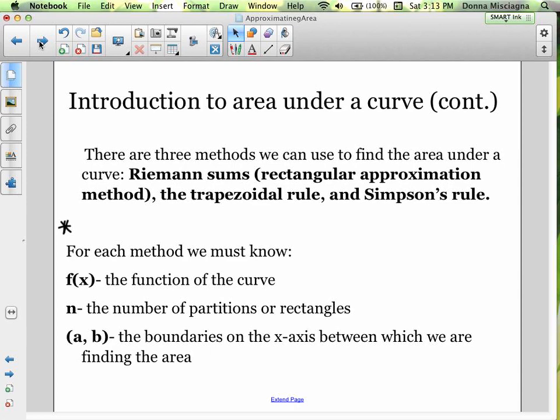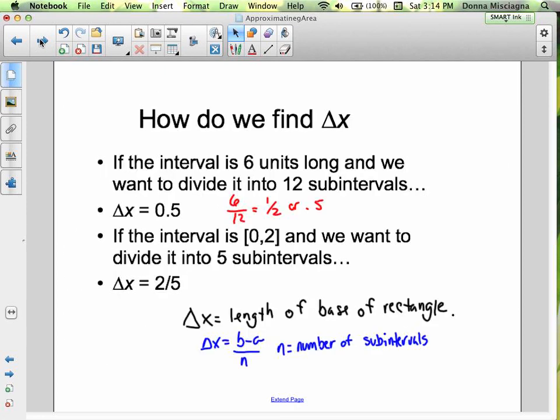For each of the methods, we need to know the function of the curve. We need to know what function we're talking about. We need to know the number of partitions or rectangles. It'll make a difference. And we need to know the boundaries on the x-axis within which we are finding the area. There has to be a start and a stop, right? Area is a finite number. It has to have a finite boundary.